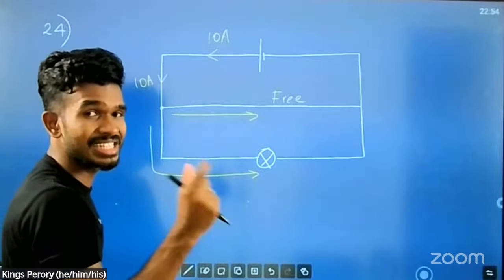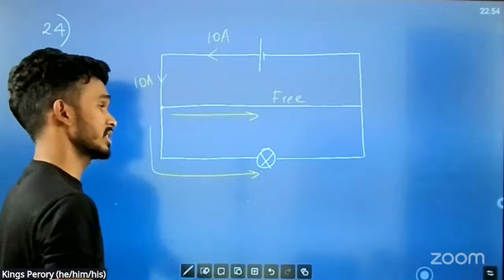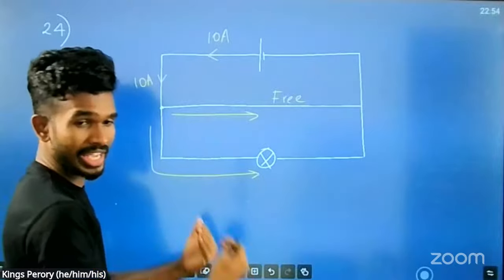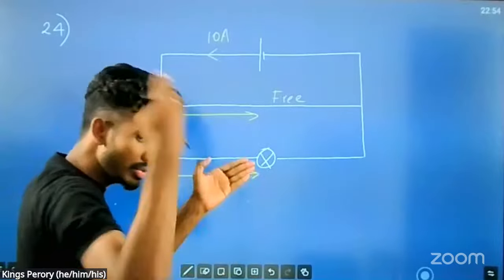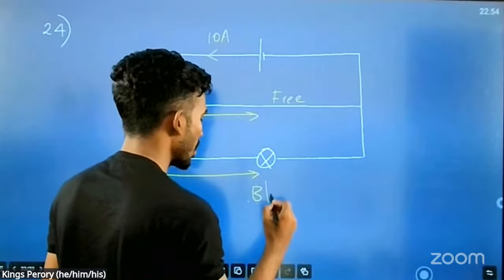A device is considered as a resistor. Keep that in mind. In current electricity, electrical devices are resistors. It's a blockage for the path. So in this path, there is a blockage. There is a bulb, so there is a block there.